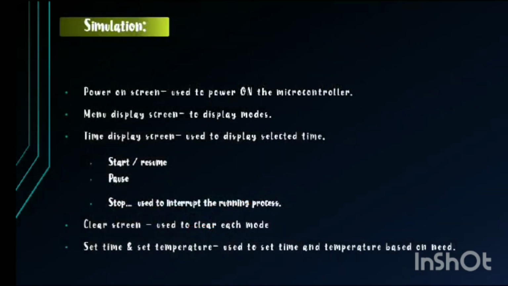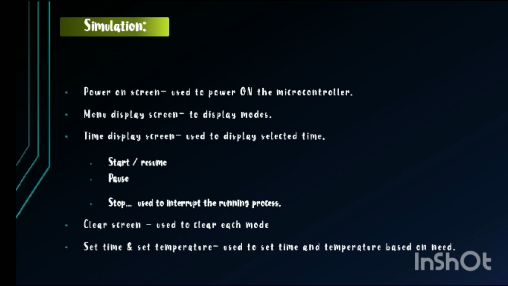The next topic is simulation. In simulation, the power on screen is used to power on the microcontroller, and the menu display screen is used to display modes and time. The clear screen is used to clear each mode, and set time and set temperature are used to set time and temperature based on the need.